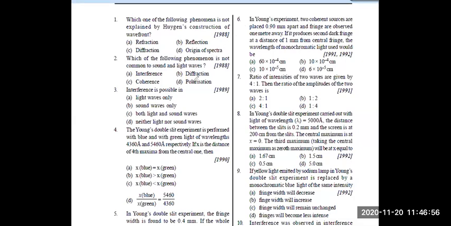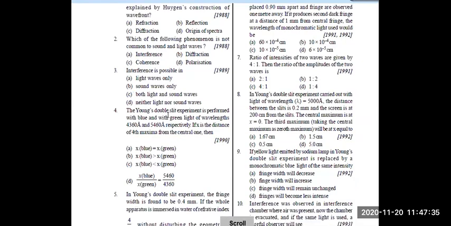Okay. Third, interference is possible in... yes, both light and sound wave. C, very good. Fourth, Young's double slit experiment is performed with blue and green light wavelength, this and this respectively. If x is the distance of fourth maxima from the central one, then easy, directly proportional होता है ना? Tell me, directly proportional होता है lambda के, x is directly proportional to lambda. Very good, right? So answer is C. Okay, next.